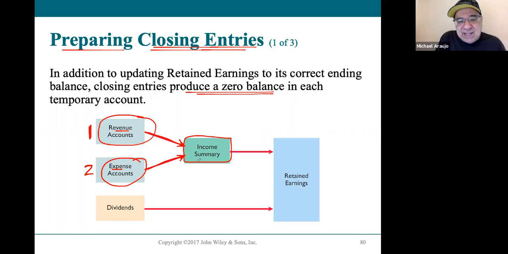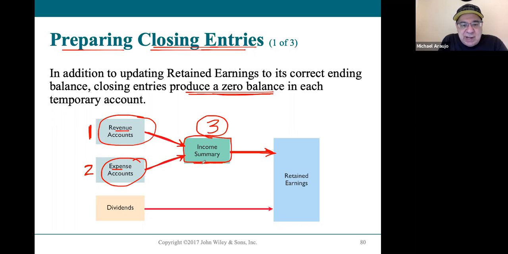Okay. But again, like I said, this is a temporary holding tank. We don't need it anymore after we've closed the revenue and expense accounts. So the third step is we can close the income summary account by transferring whatever balance over to retained earnings. Again, to close an account means we want the balances in each account to be zero. That's closing. So the third step is to move whatever's left, which would be, of course, what's left is the difference between your revenue and expenses, which is your profit.